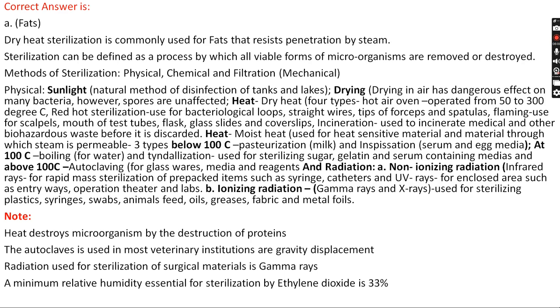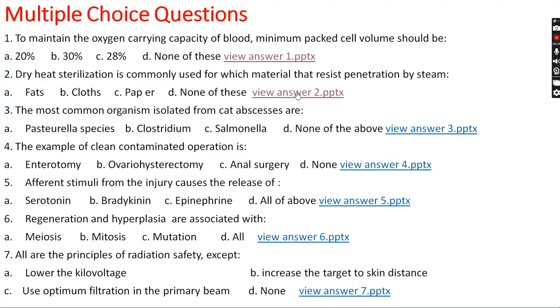By using heat for the distillation process, heat destroys microorganisms by coagulating their proteins, okay. The autoclave used in veterinary institutions is actually a gravity displacement autoclave, okay. The radiation used for sterilization of surgical materials is gamma ray, okay. The minimum relative humidity essential for sterilization by ethylene dioxide is 33%, okay.